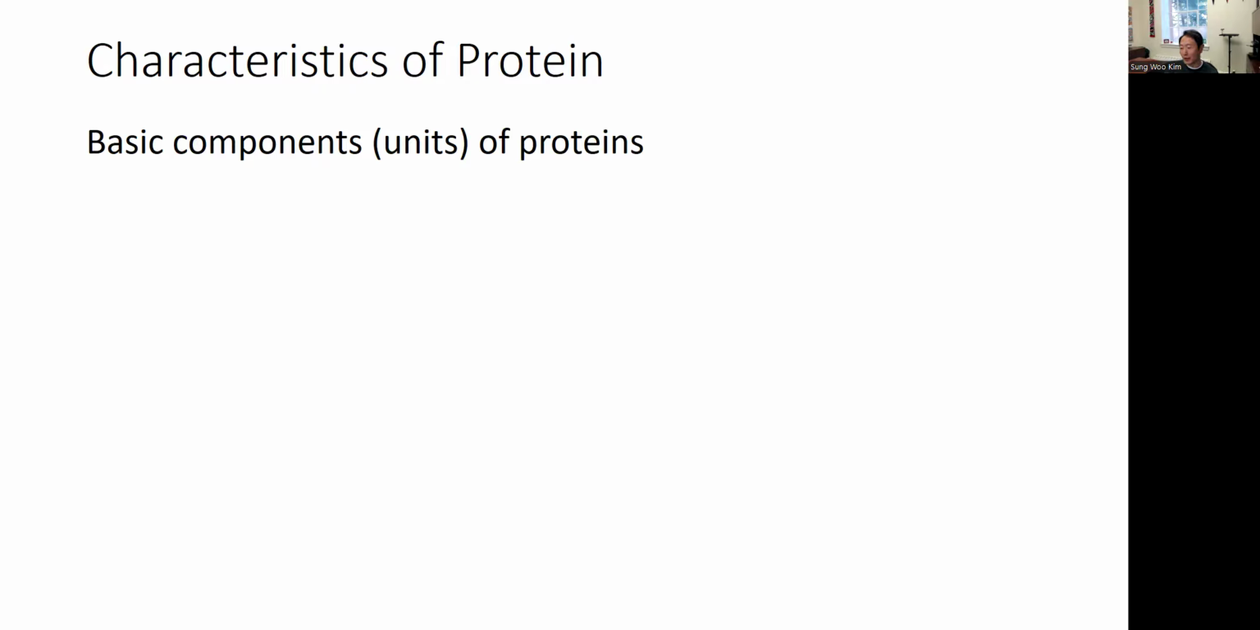Okay, this is more like a structure. What are the basic components of proteins? That's the question to you. What is protein made of? What is the answer? Okay, I know most of you won't know. It is amino acids.